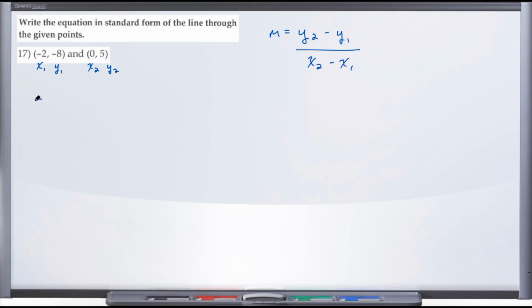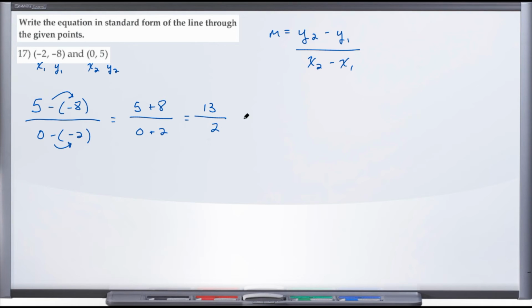And so y2 is 5. So 5 minus y1, which is negative 8, over x2 minus x1. So 0 minus, now negative 2. Well, when we distribute these negatives through, we're going to end up with 5 plus 8 over 0 plus 2. And so now we have 5 plus 8 gives us 13, 0 plus 2 is 2, and so our slope is 13 over 2.